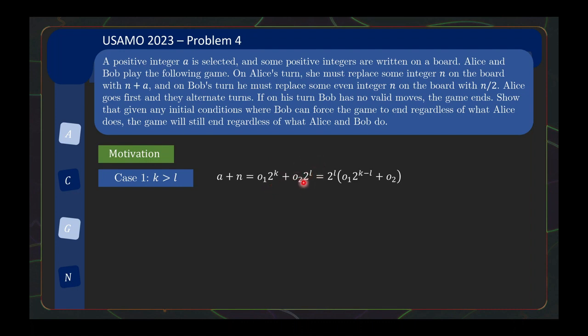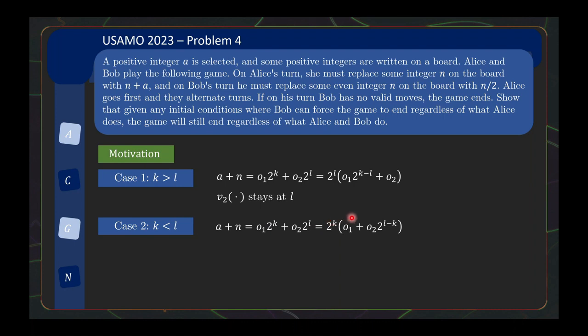So by pulling out the smaller power, 2 to the power of l, you can write a plus n as 2 to the power of l times some odd number in the bracket. So the highest power of 2 that divides a plus n is still l. Okay, so Alice's move in this case shifts the highest power of 2 from l to l. But for the other case where k is less than l, we can go through a similar calculation. This time we pull out 2 to the power of k times an odd number. In this case, Alice's move will have dropped the highest power of 2 from l to k.